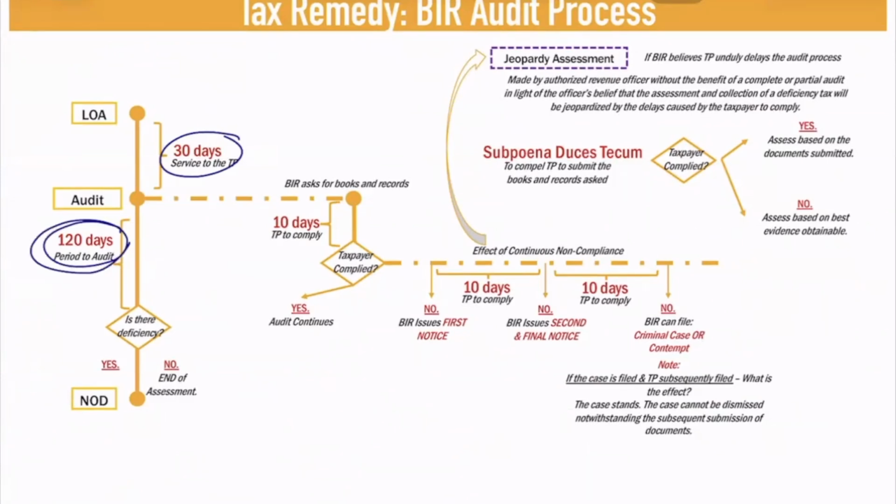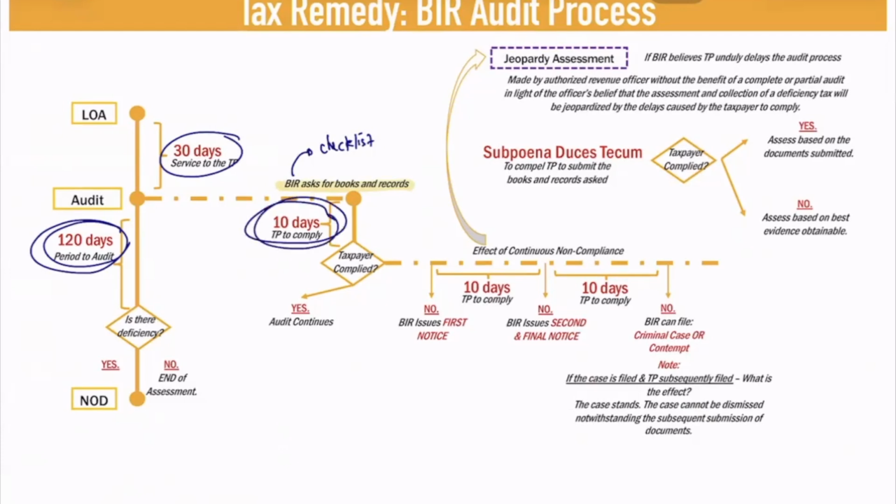Now, how does the audit work? The examiners will go to the taxpayer and will ask for the books and records. Generally, this is in the form of a checklist. This checklist must be provided to the taxpayer, and the taxpayer must comply. Within 10 days, the taxpayer is given a period to comply.